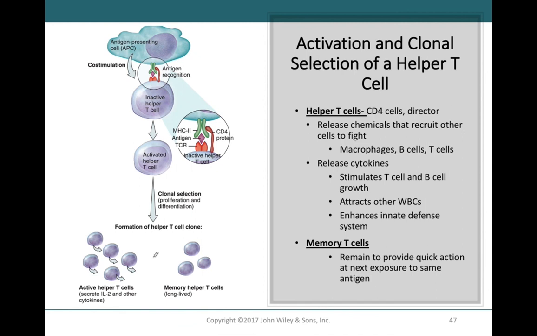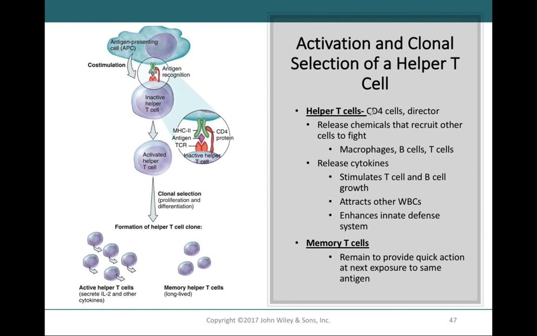But we'll also see that there's a differentiation into memory helper T cells also. These memory cells are the ones that will remain in the body for decades to come. Our active helper T cells will eventually die and degrade once the infection is at bay. But the memory helper T cells will continue to exist within the body so that they're ready and on scene if that antigen ever shows up again.